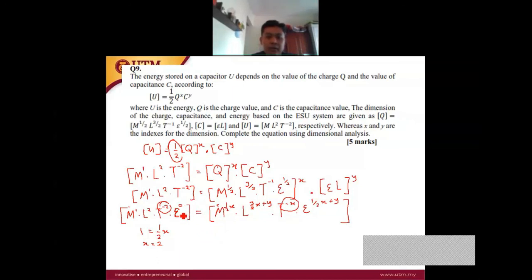So let's say we take the epsilon. So 0 is supposed to be 1 over 2 x plus y. Then we know that x is equivalent to 2. Okay, we put that in, insert 2 into this. This is the first equation. This is the second equation. So we put the answer from the first equation into the second equation. Okay, we get that y is equivalent to negative 1.